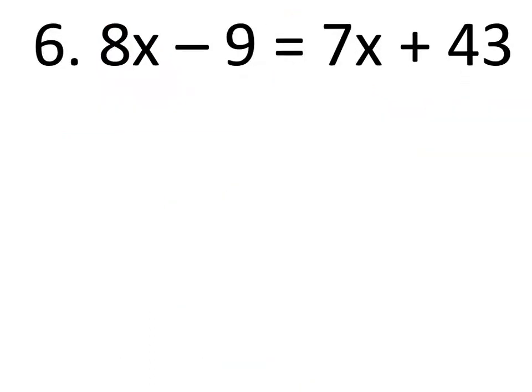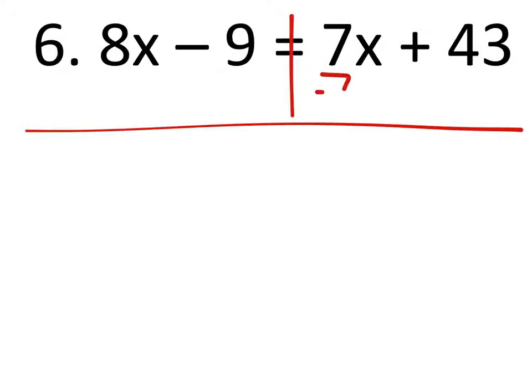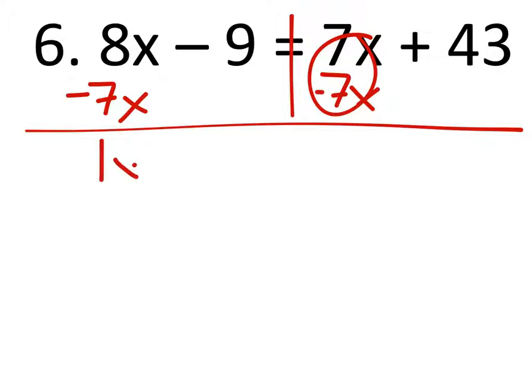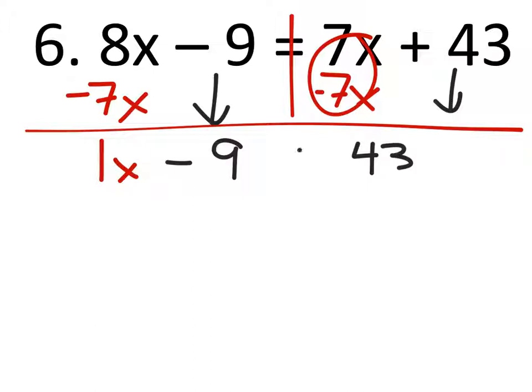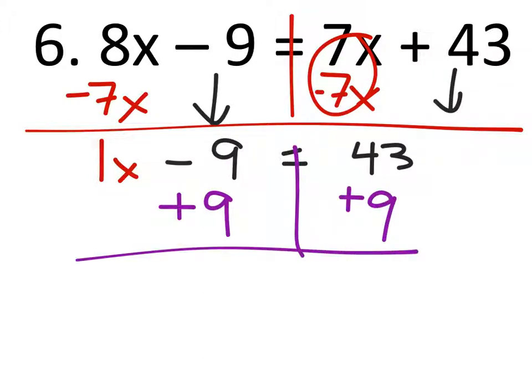All right, what do you guys want to do on this one first? Minus the 7x. Let's do it. Subtract 7x, so this becomes a 0. 8x minus 7x would be 1x. Minus the 9. And then we'll drop the 43. This equals 43. Now what? You add 9. So we got this 1x equals 52. So x. Now we could divide both sides by 1 or just make it a phantom 1. Bam. Done.